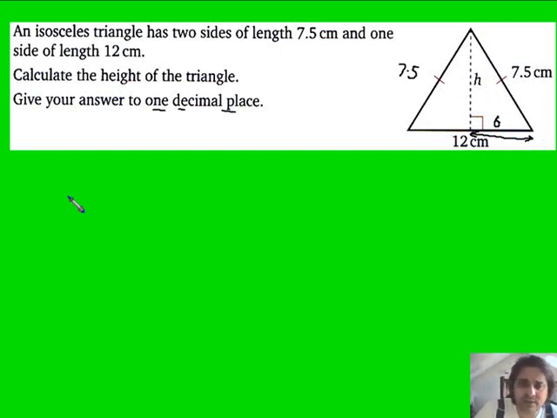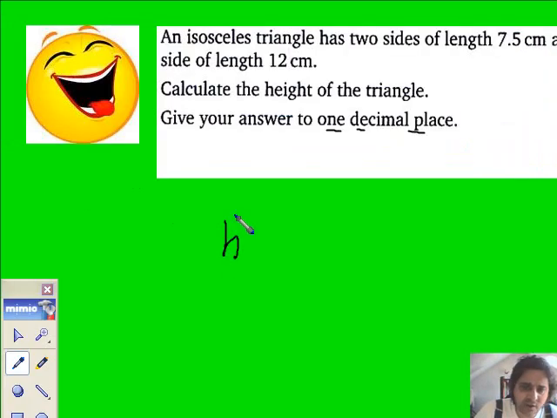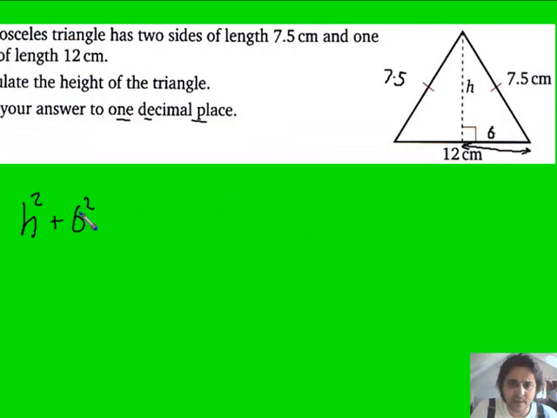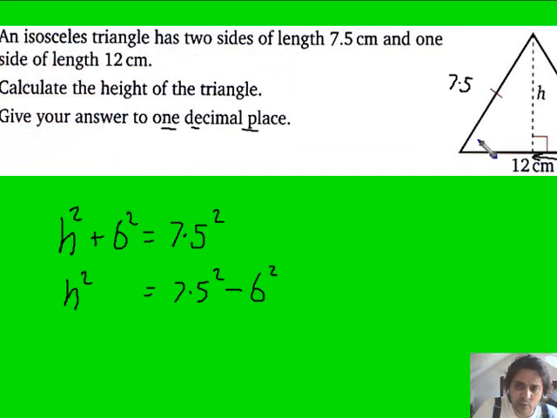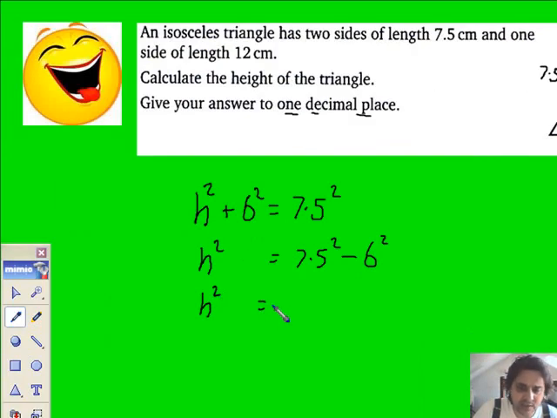So what have I got? Let's do it properly. I've got the height squared, which is one of the babies, plus the 6 squared, which is the other baby, will make the hypotenuse squared, or the mummy square. Alright, straightforward. So h squared is going to be 7.5 squared, take away the 6 squared. You know that when you're trying to work out one of the little ones, it's a takeaway, right, rather than an addition. So the height squared is going to be 7.5 squared.